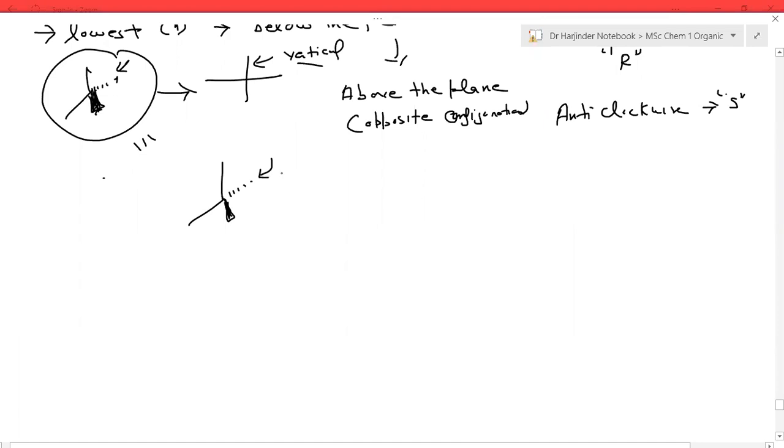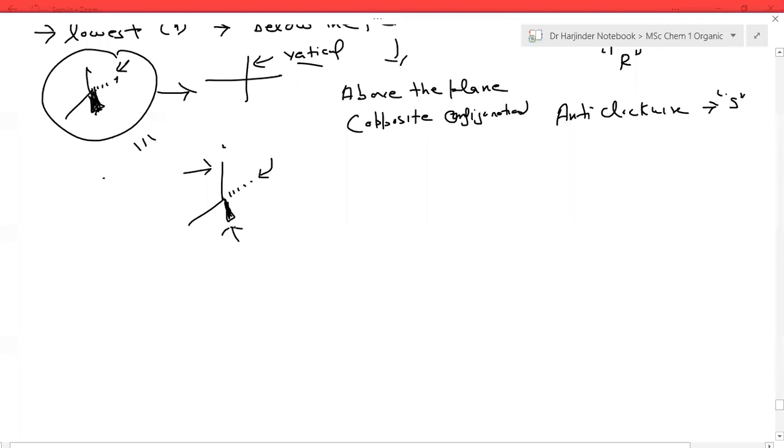Whatever sequence is coming, 1, 2, 3, look whether it is clockwise or anti-clockwise, and you will write down R or S. If it is on the solid line, that is above the plane in a flying wedge, that means you have to write the opposite. Two things are clear now. And the third thing, suppose it is present in the plane.